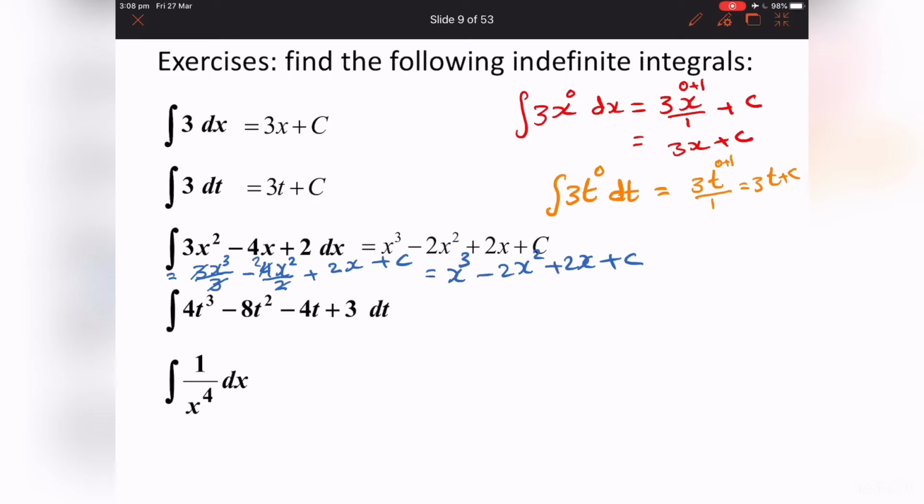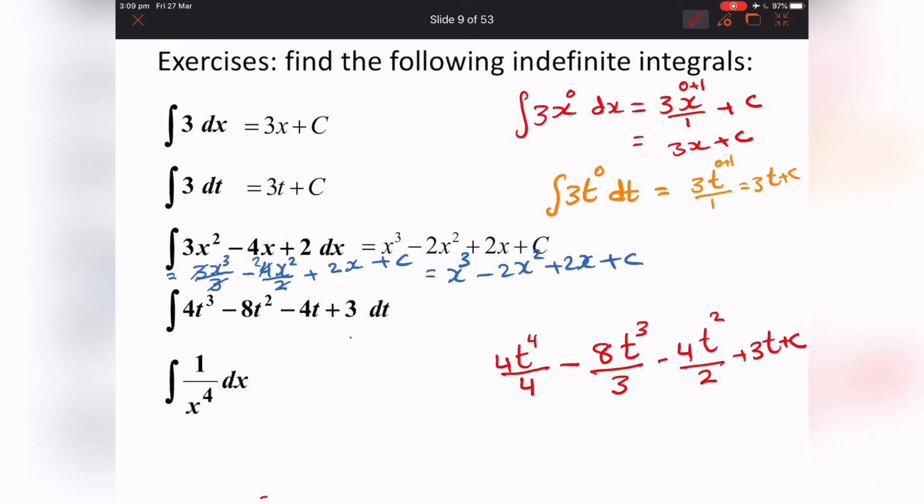Right, for the next one, same thing, 4t cubed. So we'll add 1 to the power and divide by the new power. I will write it down here just to get away from the answer on the screen. So this is going to be 4t to the power 4 divided by 4 minus 8t squared plus 1, it's t to the power 3 divided by the new power, which is 3, minus 4t, so t to the power 1 plus 1 is 4t squared divided by 2 plus 3t plus c.